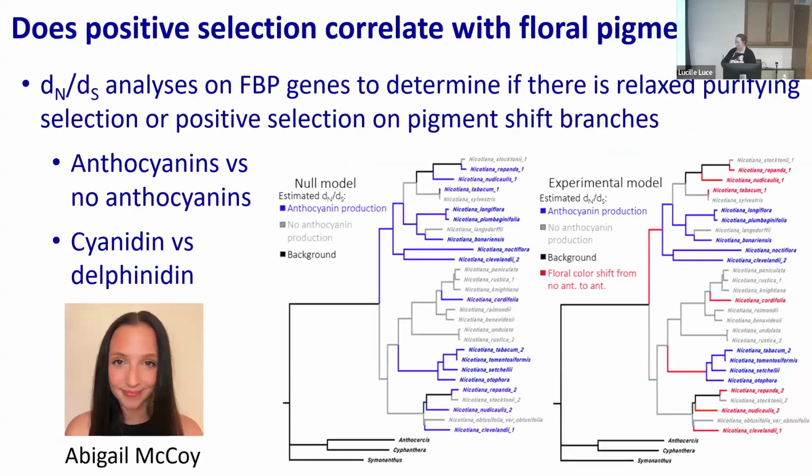You've seen Abby's face before. Abby was working on whether positive selection is connected with floral pigment shifts. And so she used GNDS ratio analyses to investigate whether we see differences between anthocyanins and no anthocyanin producing species, and also cyanidin versus delphinidin producing species.